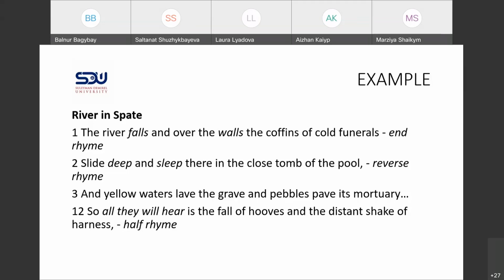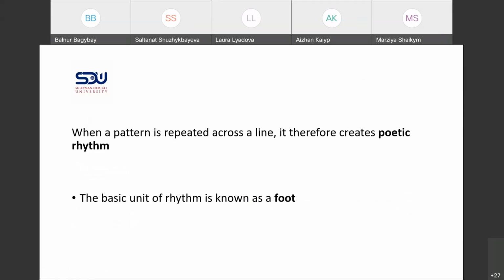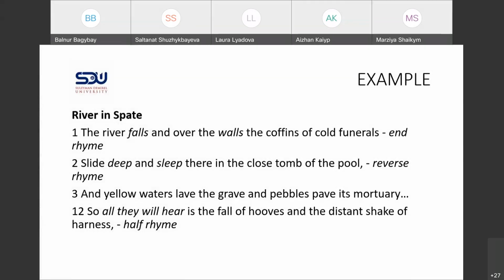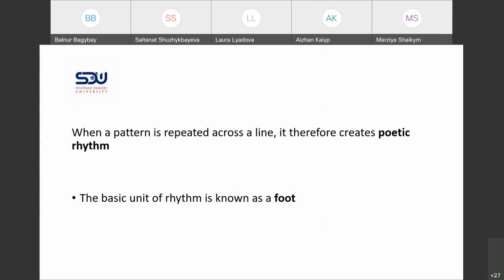Okie dokie. Righty. Let's turn to the next one. It is about the rhythm. When some kind of a pattern is being repeated across a line, it creates a poetic rhythm. For instance, we read this one, River and Spade, by, I forgot his name, by MacNeice, if I'm not mistaken, the poet MacNeice. So the river falls, and over the falls, the coffins of cold funerals slide deep and sleep in the closed tomb of the pool, and yellow waters lave the grave, and pebbles bathe its mortuary. There is a kind of a rhythm in that very poem. So you may hear the rhythm.